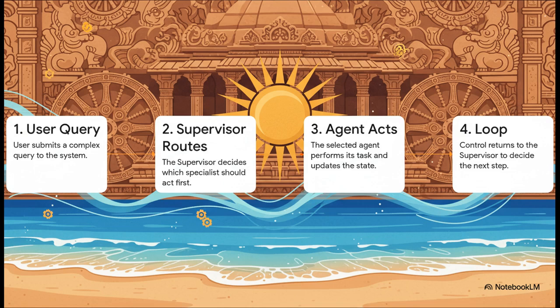And here's the key part. Control goes back to the supervisor. It looks at the new information and decides what to do next. Maybe now it's the math agent's turn. It's this intelligent loop that makes it so powerful.